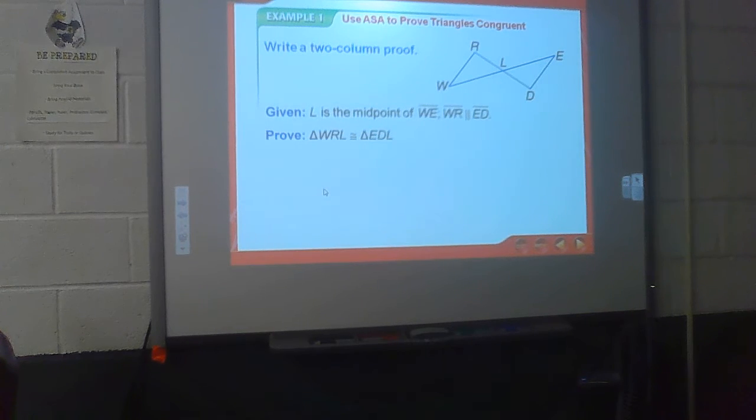But does that make sense? They would have said L is the midpoint of WE and RD for that to be true, going both ways on those diagonals. So they've only said it for WE, but what does that tell you? Perfect, right now. WL is congruent to what? LE. Why? Definition of midpoint, or if you wrote the midpoint theorem, we would accept both.